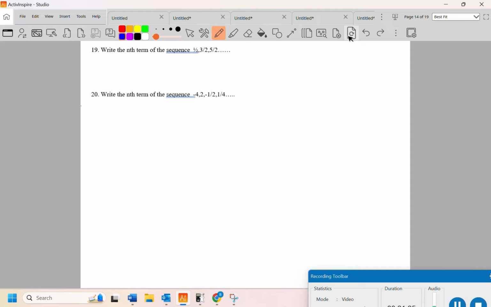All right, 19. Write the nth term of this sequence. 1/2, 3/2, 5/2. What's happening here? Well, this is 0.5. This is 1.5. This is 2.5. We are adding 1. We have a difference of 1 unit. So that means that this is arithmetic.